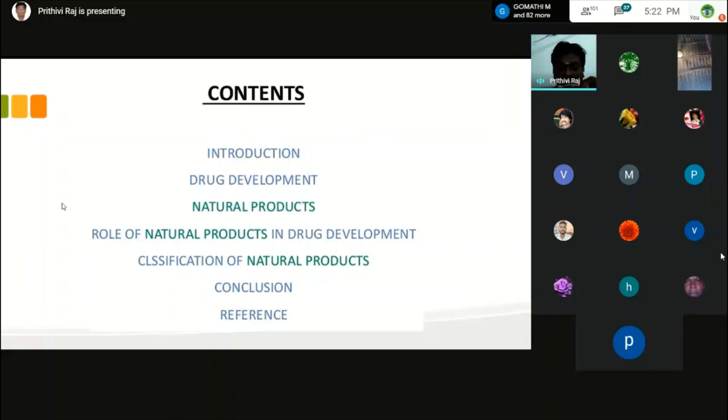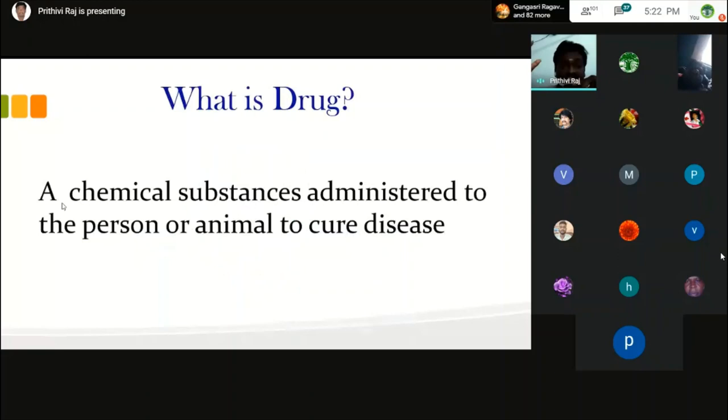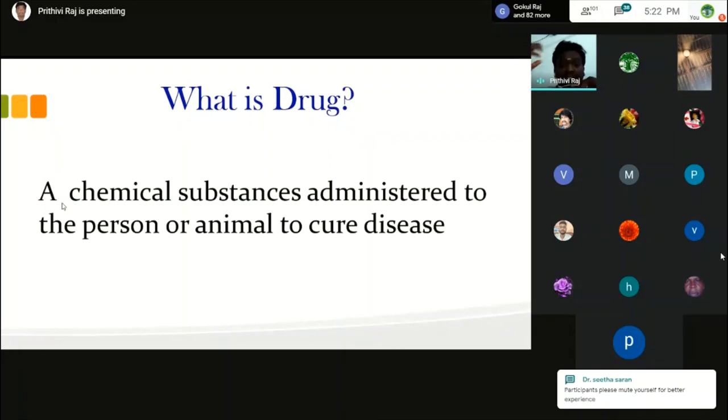So I want to say, what is a drug? A drug is nothing but a chemical substance administered to a person or animal to cure a disease. This is called a drug.